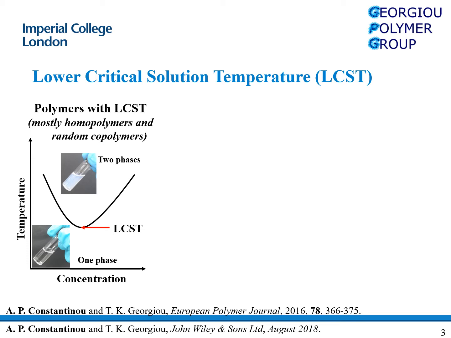and they generally have a phase diagram like this. So as you can see here, at low temperatures it's a transparent solution. When you heat it up, it becomes cloudy or even precipitates out of solution. All the data points that form this curve are the cloud points, while the lowest one is the lower critical solution temperature.